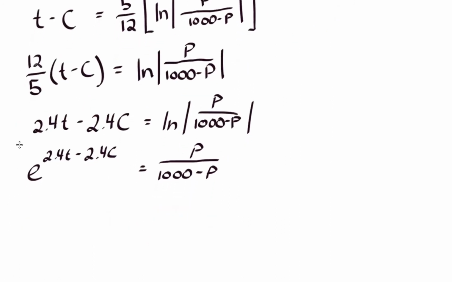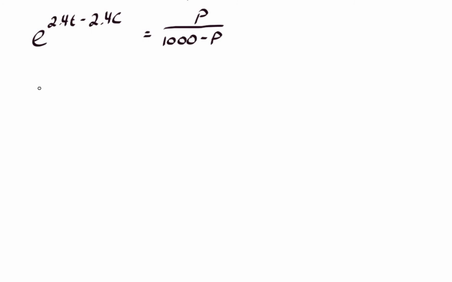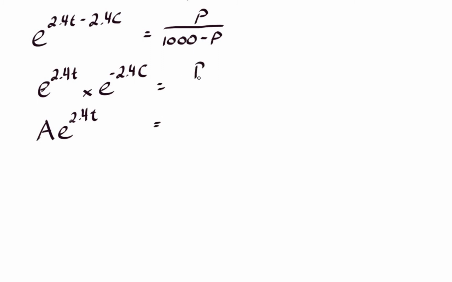Now to split our exponential on the left hand side. So we have e to the power of 2.4t, and that's multiplied by e to the power of negative 2.4c. Remember, whether we keep this minus or not doesn't really matter, because we are just going to call that some new constant a, still multiplied by our e to the power of 2.4t, and this is of course still equal to p on 1000 minus p.